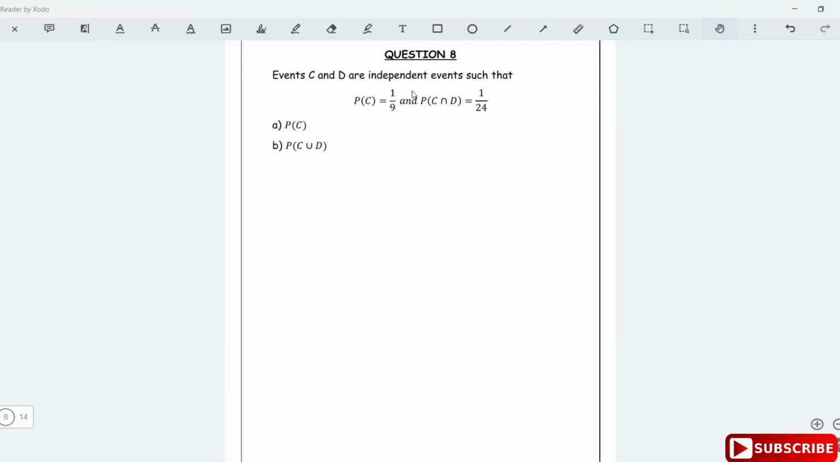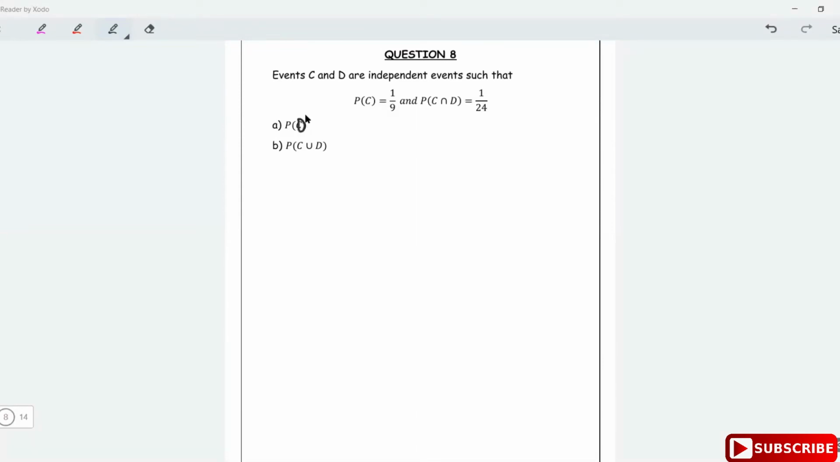Events C and D are independent events such that the probability of C is 1 over 9 and the probability of C intersect D is 1 over 24. Find the probability of, this should have been D. Find the probability of D, because probability of C is already given.